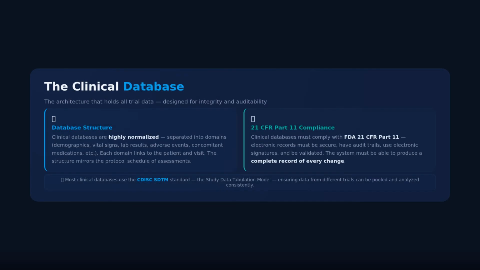The clinical database is highly normalized, separated into domains like demographics, vital signs, lab results, and adverse events. Each domain links to the patient and visit. Clinical databases must comply with FDA 21 CFR Part 11. Electronic records must be secure, have audit trails, and use electronic signatures. Most databases use the CDISC SDTM standard, ensuring data from different trials can be pooled consistently.